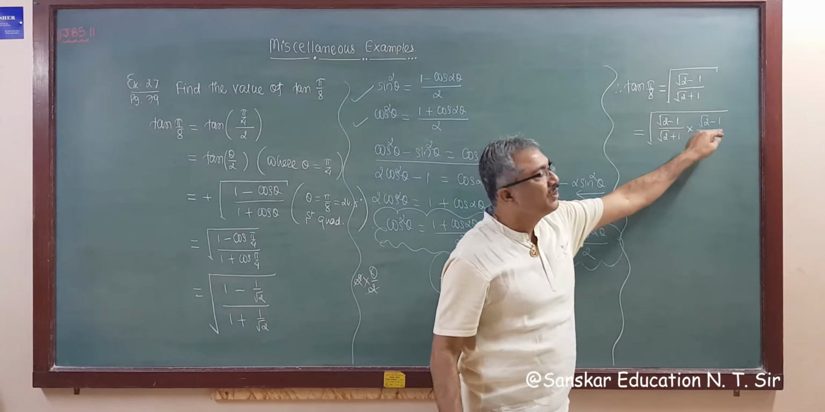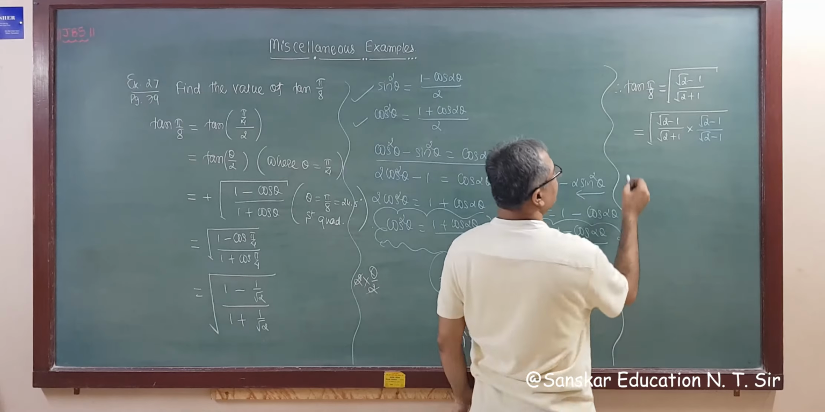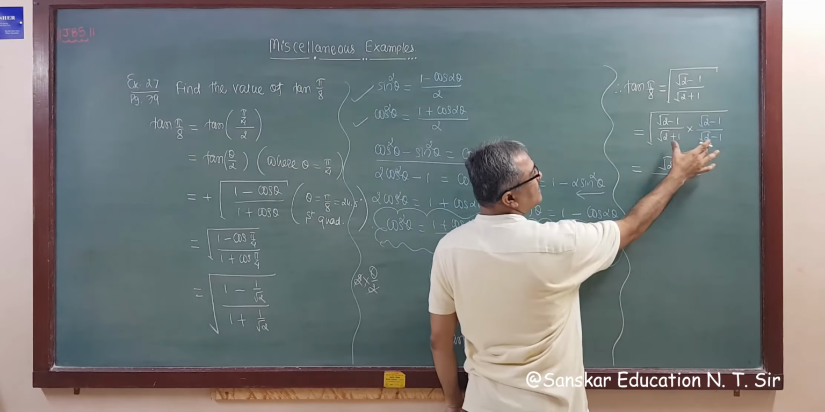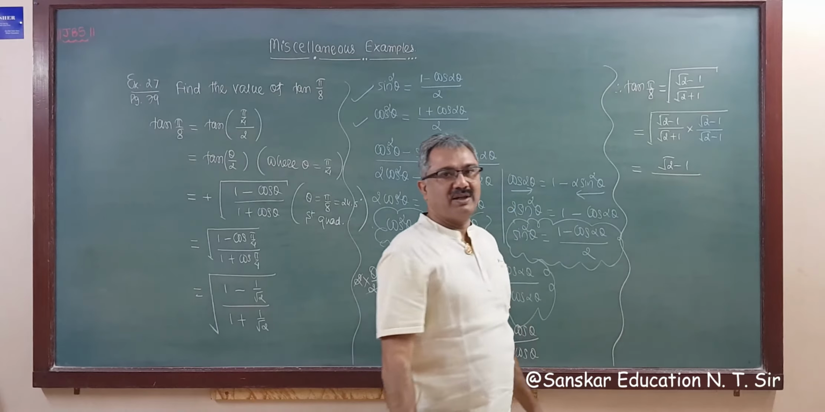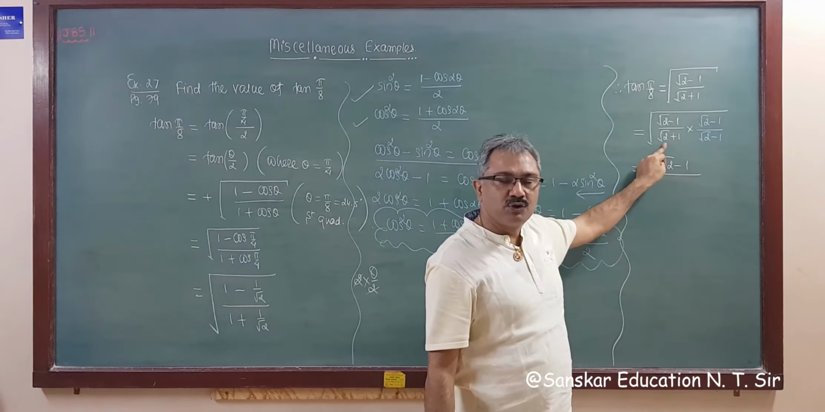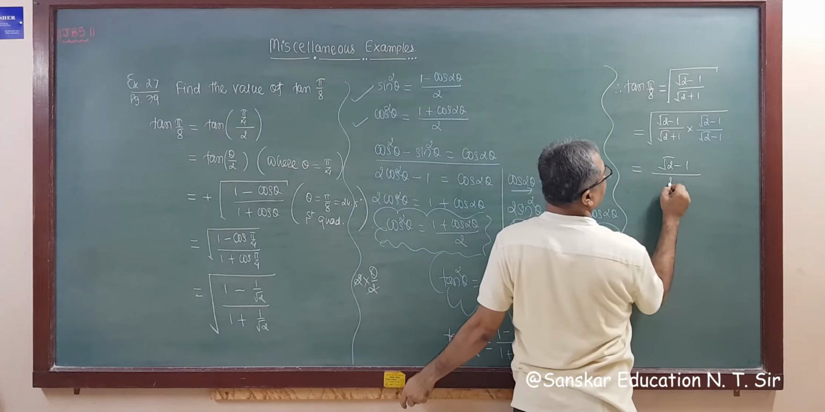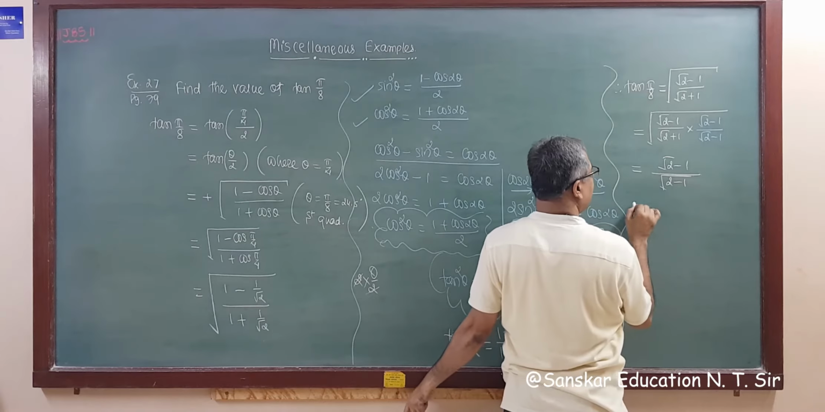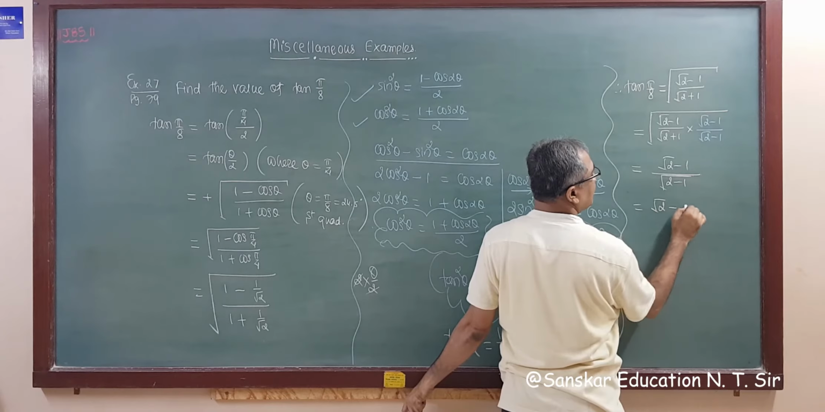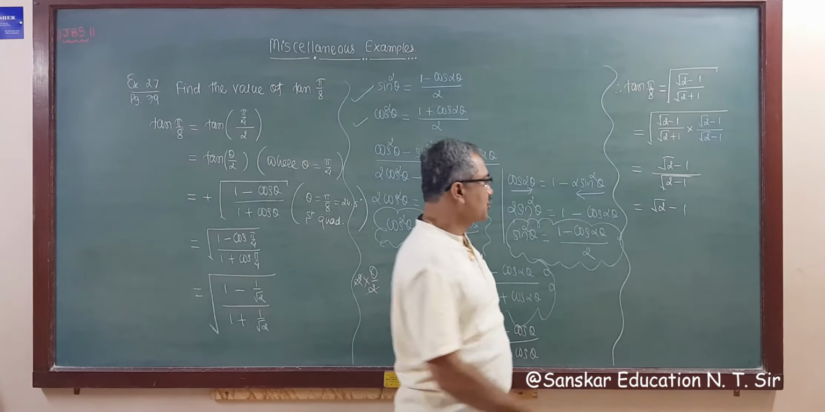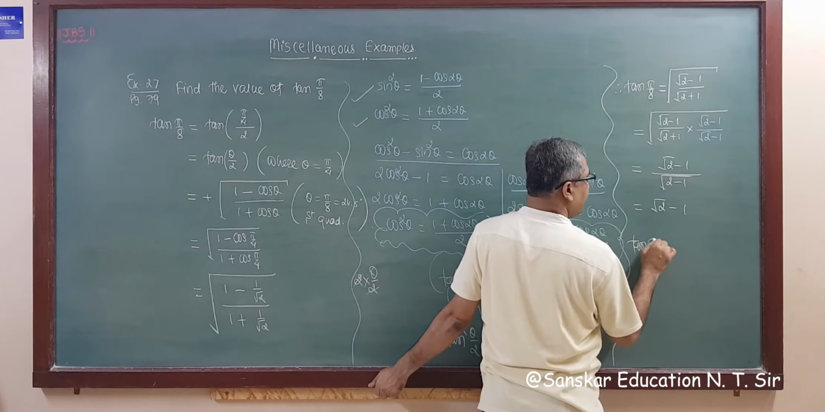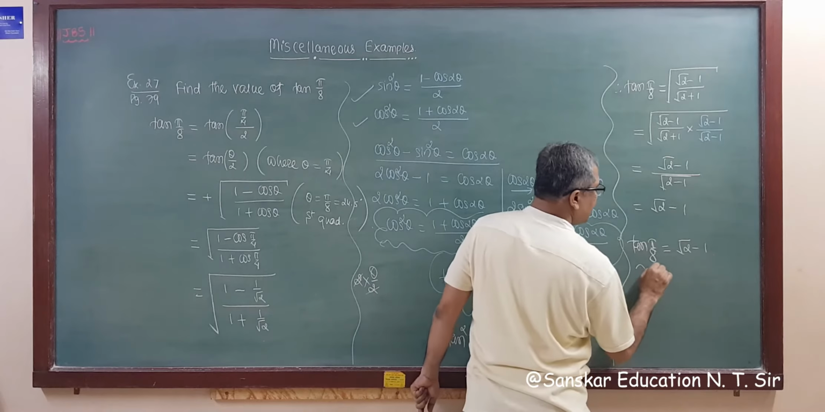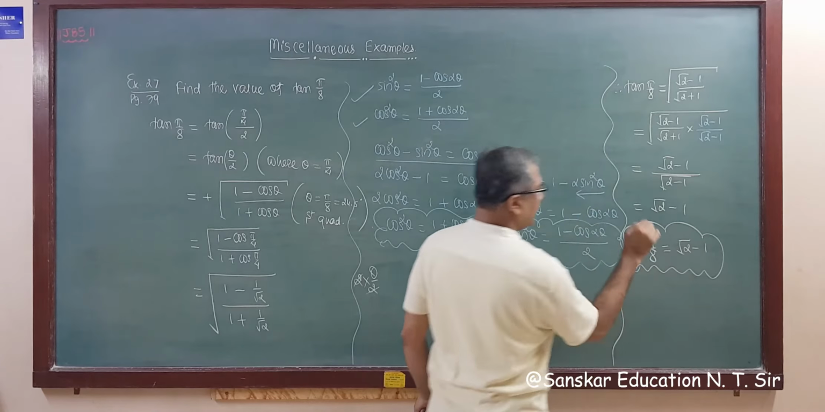So this is root 2 minus 1 whole square, and square is always positive. So this is root 2 minus 1 whole upon, this is root 2 into root 2, a minus b, a plus b, that is root 2 square is 2 minus 1. So 2 minus 1 square root is again root 1. So I am writing here, this is root 2 minus 1. This is your answer. So tan pi by 8 is equal to root 2 minus 1. This is your answer. Got it?